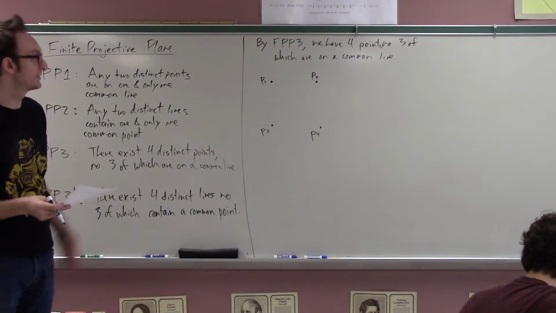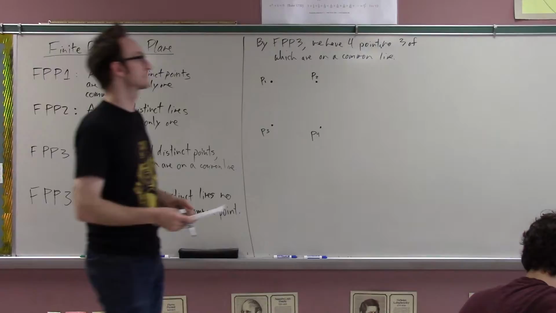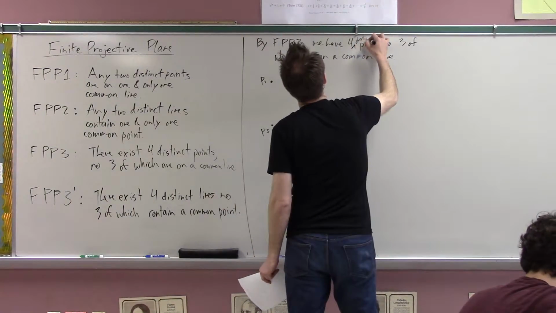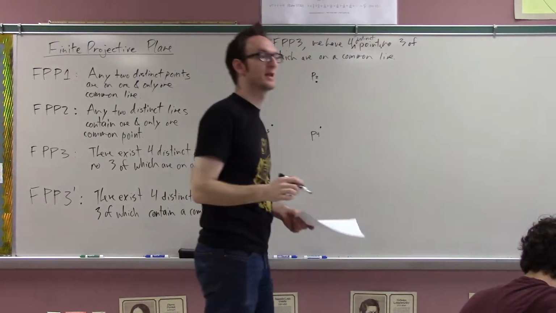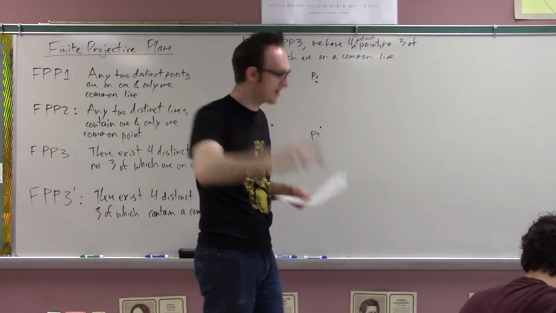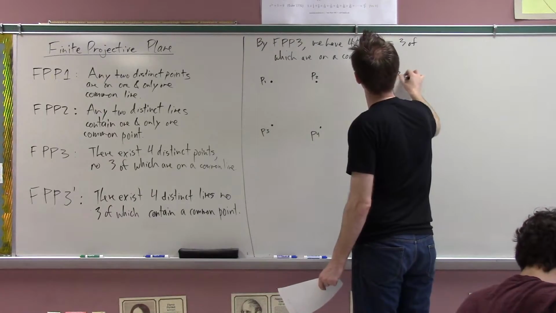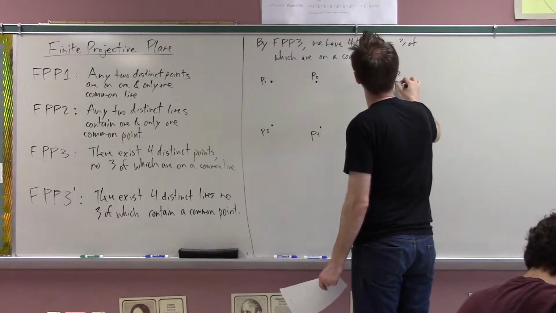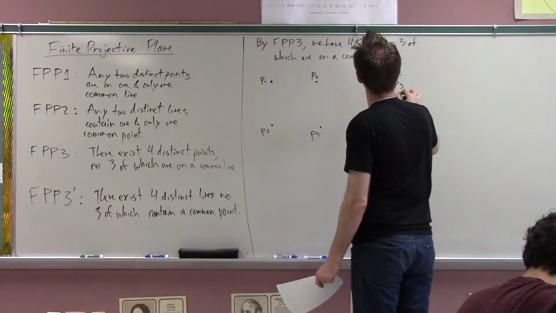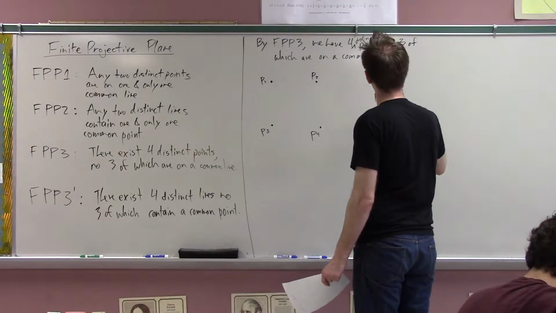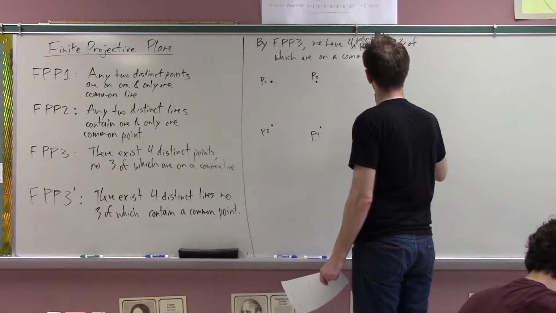So what do I know about these points? First of all, they're all distinct, because these are four distinct points. So I'm just going to state very explicitly every single fact. P1 is not P2, P1 is not P3, P1 is not P4, P2 is not P3, P2 is not P4, and P3 is not P4.